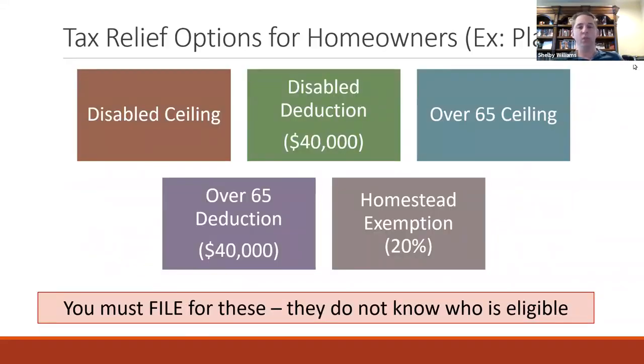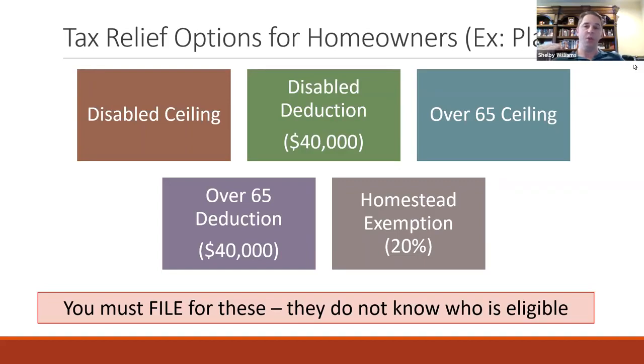So there are some relief options for homeowners. Again, the example is Plano, and these vary city by city, county by county, really local taxing authority by local taxing authority. Within the city of Plano itself, anywhere you live in Plano, the deductions are applied at each of the 4 local taxing authorities: ISD, city, county, and college board. So there is a disabled ceiling, which means if you are disabled, then the extent to which your taxable value can increase, or your taxes, I should say, is limited. Likewise, you can get a $40,000 deduction if you're disabled.